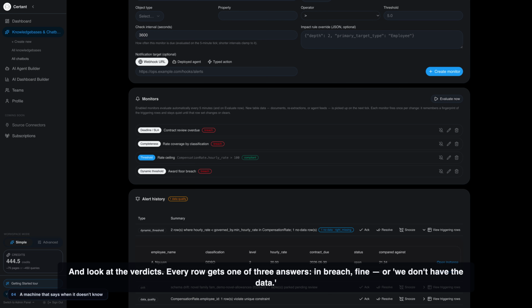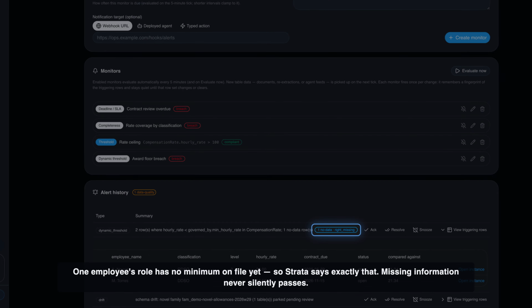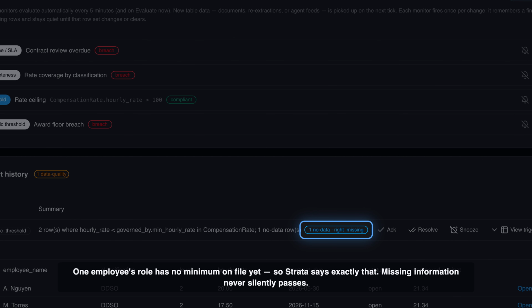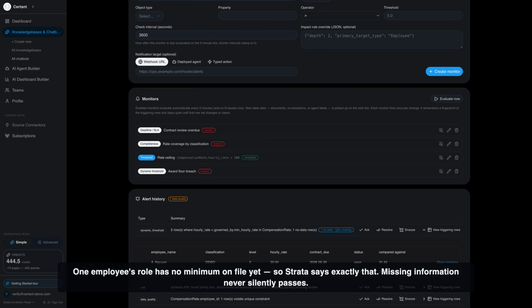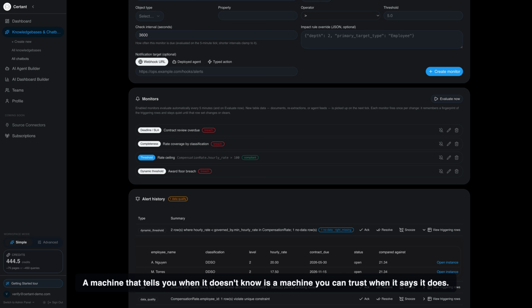And look at the verdicts. Every row gets one of three answers: in breach, fine, or we don't have the data. One employee's role has no minimum on file yet, so Strata says exactly that. Missing information never silently passes. A machine that tells you when it doesn't know is a machine you can trust when it says it does.